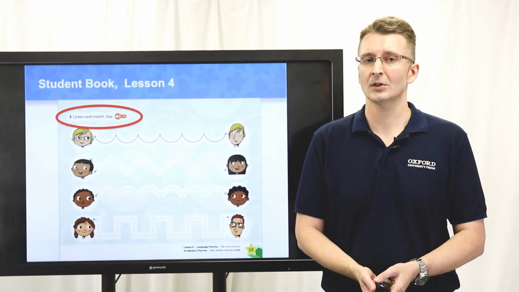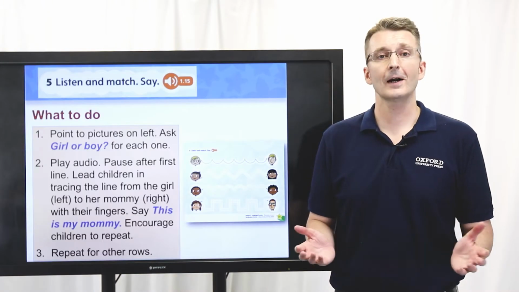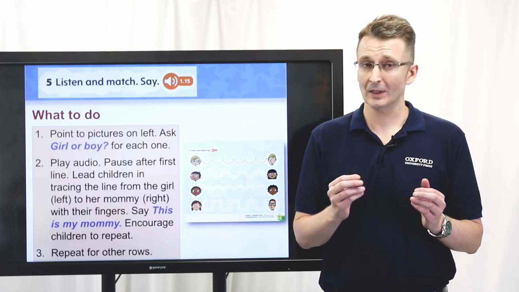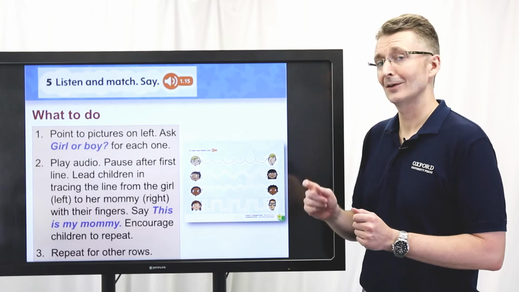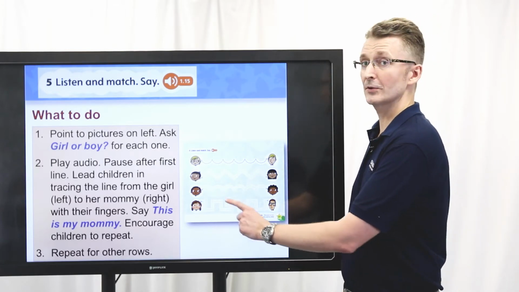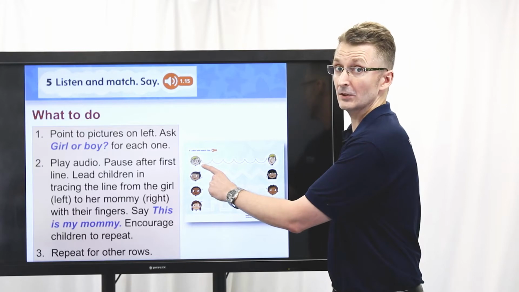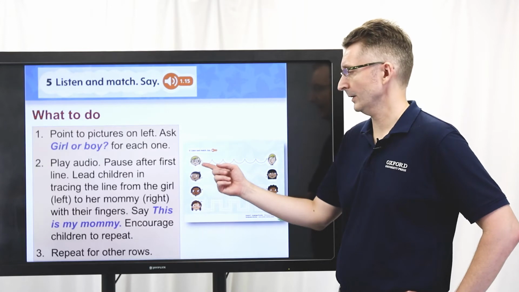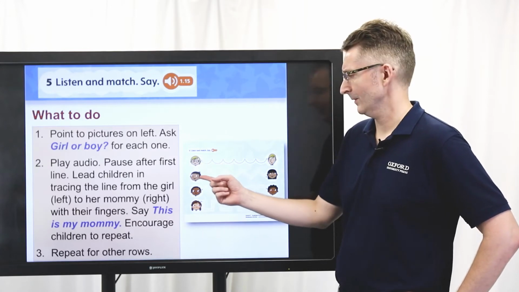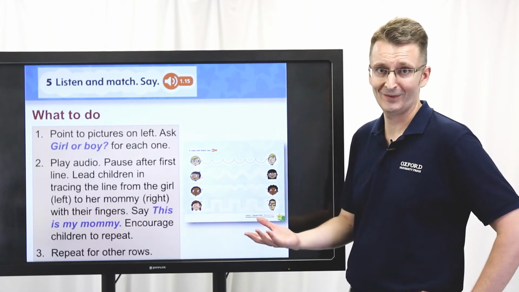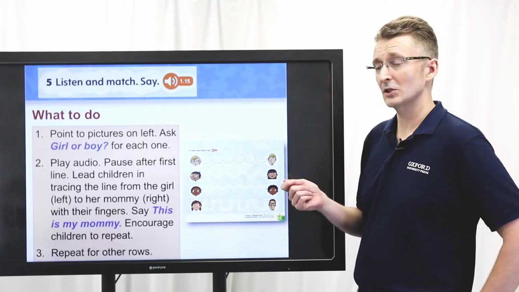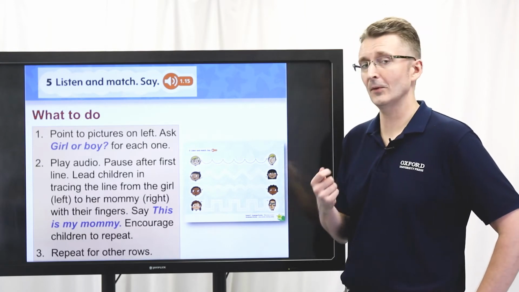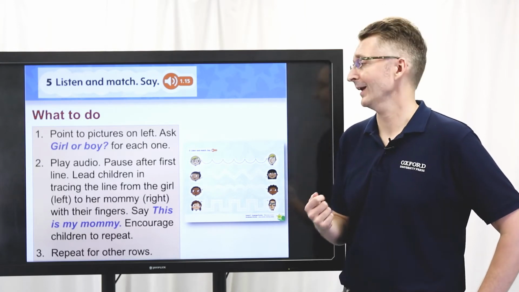So let's see how to teach this activity. For every lesson, the Teacher's Guide tells you what to do in clear steps. So let's take a look at the steps for this lesson. 1. The teacher points to the pictures on the left. And for each of these pictures asks the students, girl or boy? And here the students would say girl, girl or boy, and so on. Next, the teacher plays the audio and students will hear the unit language. For example, this is my mommy, this is my daddy, and so on.